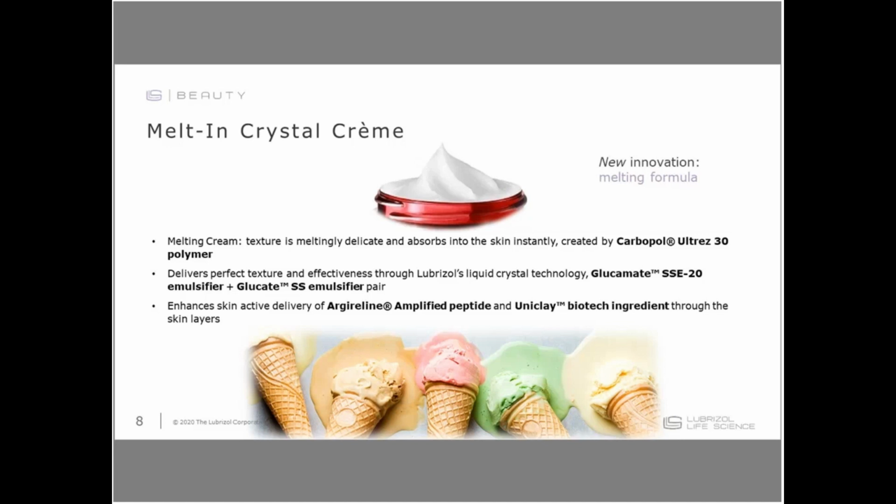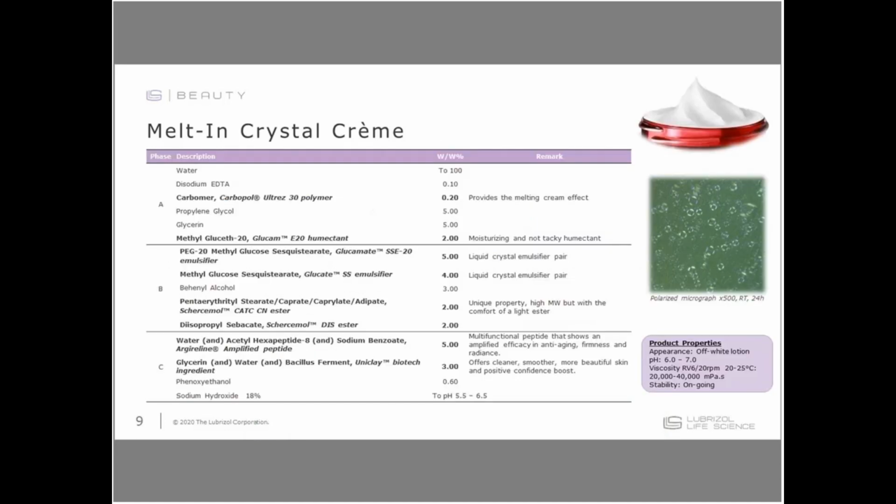Here we added two actives called Arginine Amplified Peptide and Uniclay biotech ingredient to improve the benefits of this melting crystal cream. So if we look at the base formula, it's a simple base formula, which I'll show you in a video next. So in the water phase, we have deionized water, EDTA, Ultrez 30 at 0.2%. It provides a melting cream effect. Propylene glycol and glycerin and Glucam E20. So we want the presence of humectants and glycols to provide the hydrogen bonding sites to form liquid crystals. So this is the water phase, phase A.